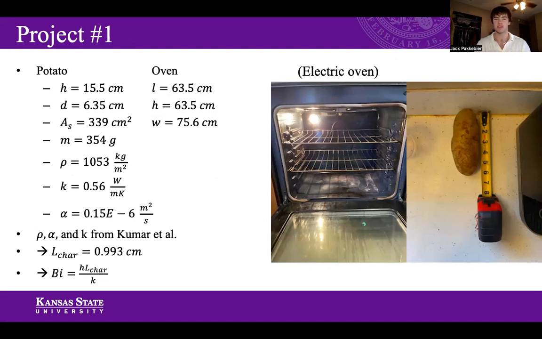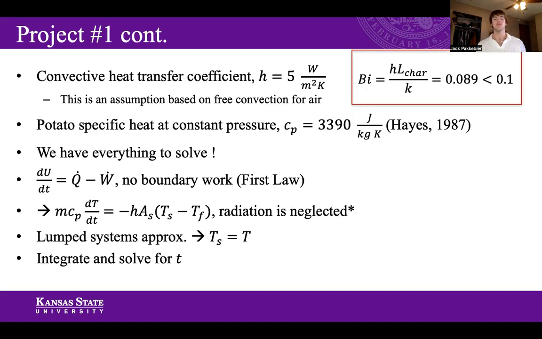With some of these numbers, I could get the volume for my potato because I didn't have a way to submerge it and measure the actual volume. Using Kumar's density for potatoes and the mass that I took by weighing it on a kitchen scale, I could solve for the volume. With this, I could also solve for the characteristic length, which we'll need for the Biot number listed here. For number one of the project, we need to look at the Biot number, because if it is less than 0.1, then the lumped assumption is reasonable. This basically means that convective heat transfer dominates.